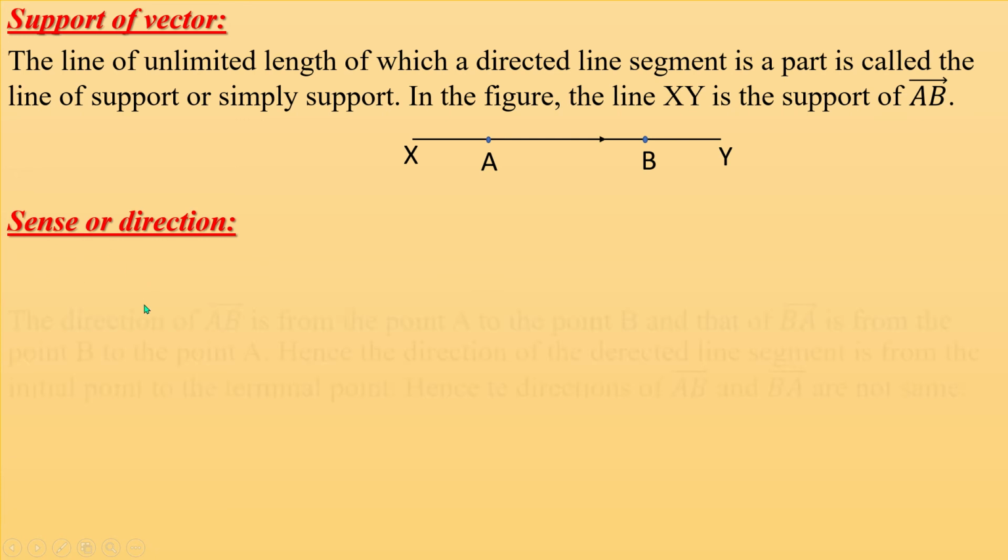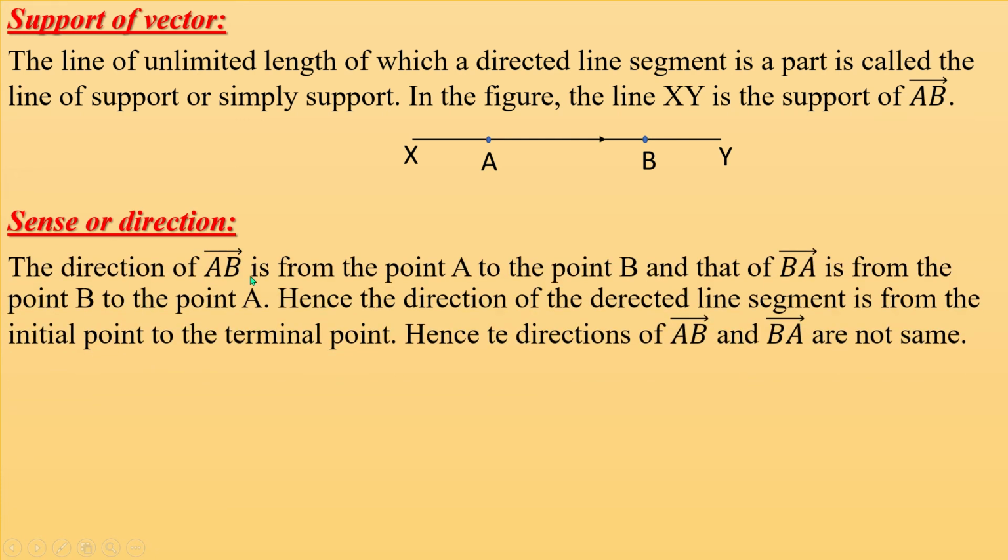Sense or direction. The direction of AB is from the point A to the point B, and that of BA is from the point B to the point A. Hence the direction of the directed line segment is from the initial point to the terminal point. Hence the directions of AB and BA are not the same.